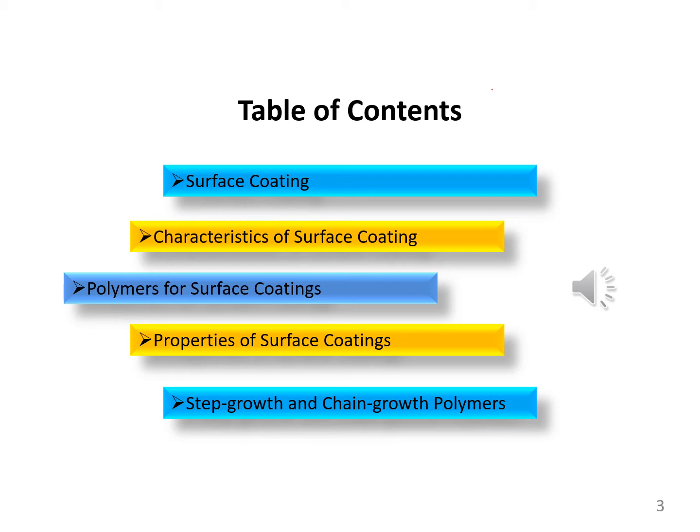So in this lecture you will learn about the surface coatings, what are surface coatings, which materials are included in surface coatings, what are the characteristics of surface coating, which polymers are used in the surface coatings, and what are the properties of surface coatings, how step growth and chain growth polymerizations take place.